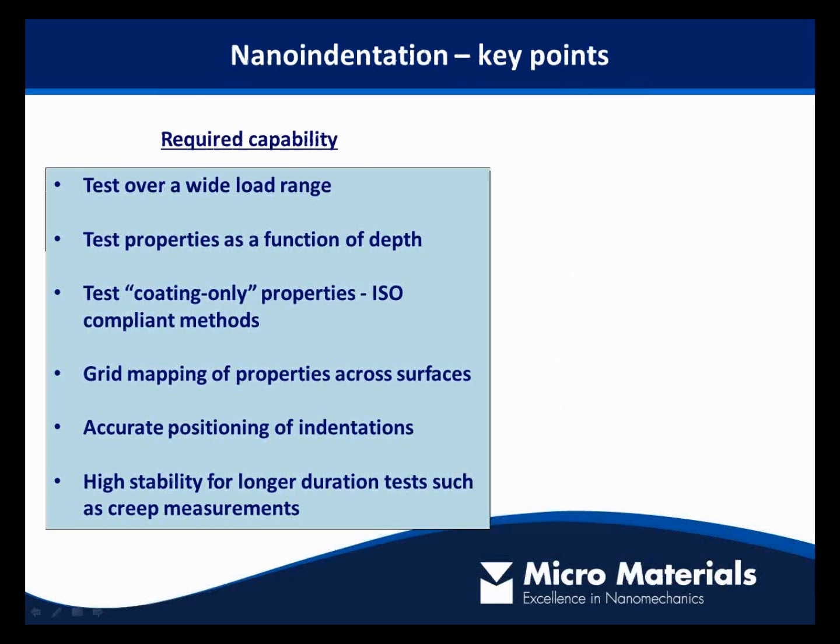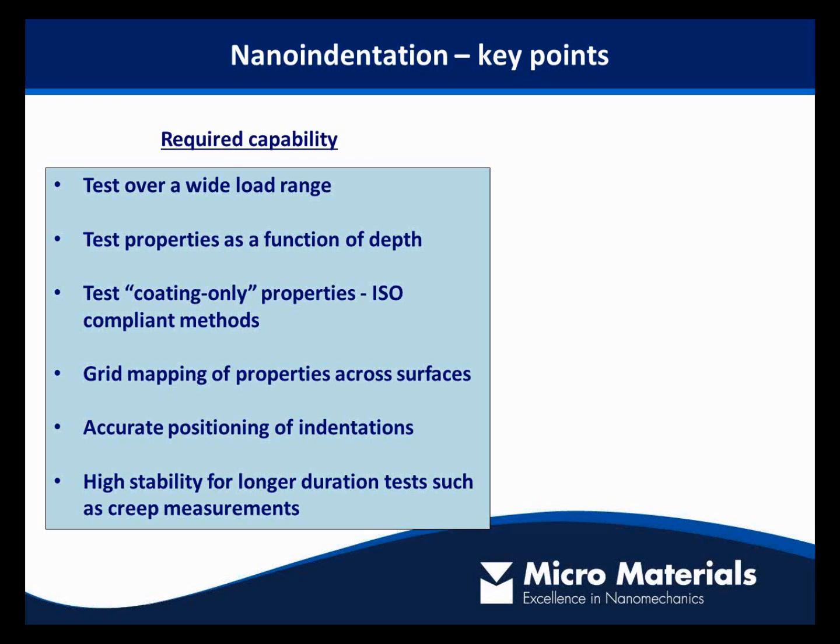So the analysis is really quite simple, and it's all done automatically in software. When we're considering what capability we might like in a nano-indenter, on the left here I've given an indication of the things that I think are important. I think you need an ability to test over a wide load range. You need the ability to test the mechanical properties as a function of depth. This is particularly important if you are interested in properties of coatings, particularly obtaining those properties independent of any sublayers. And the ISO standard gives ways to do this. So that allows us to map into the surface.